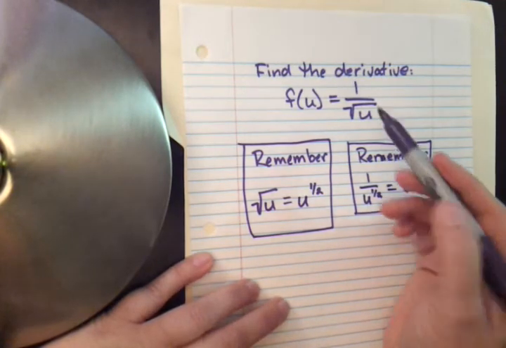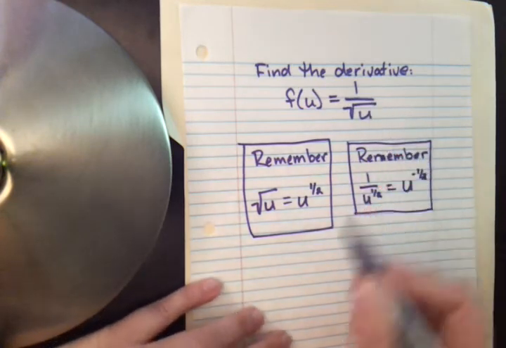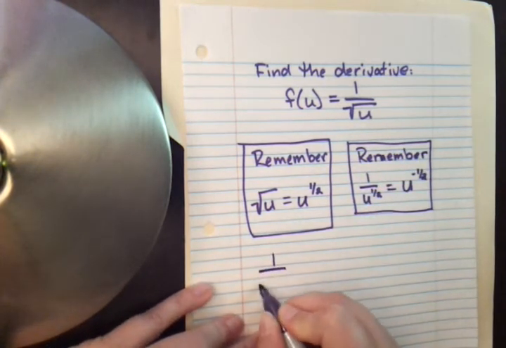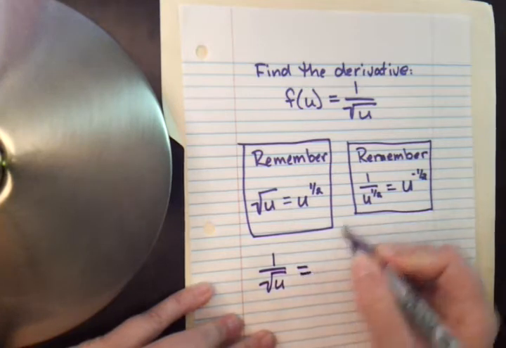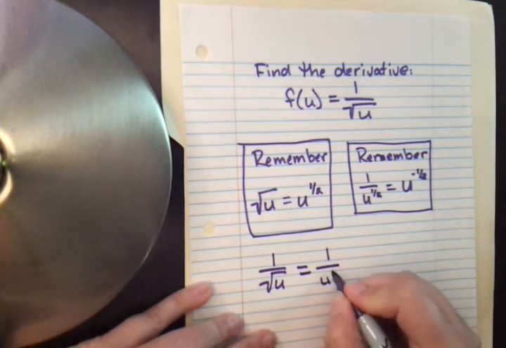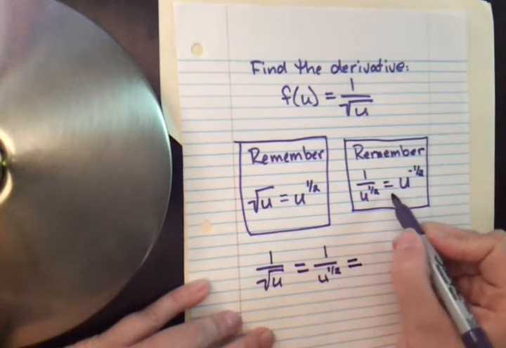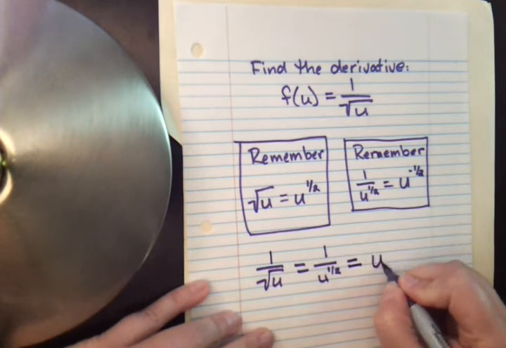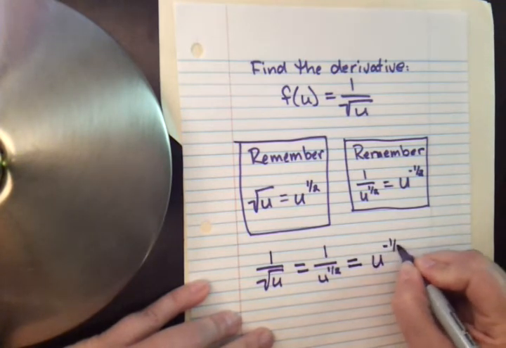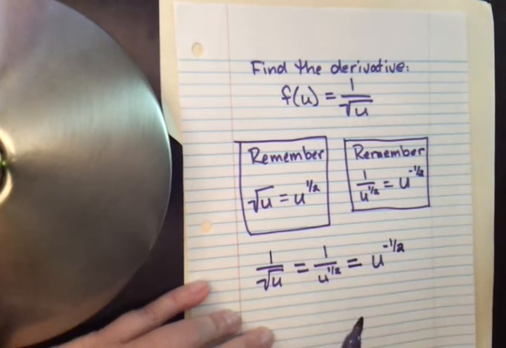But what we have here is, now we look back at our original function, we have 1 over the square root of u. Well, that's 1 over the square root of u, which, according to this thing that we just remembered here, is the same as 1 over u to the 1/2 power, which, using this rule here, is the same as u to the -1/2 power. I just moved the u up from the denominator, and since I was only multiplying by a 1, it just leaves me with this u to the -1/2.